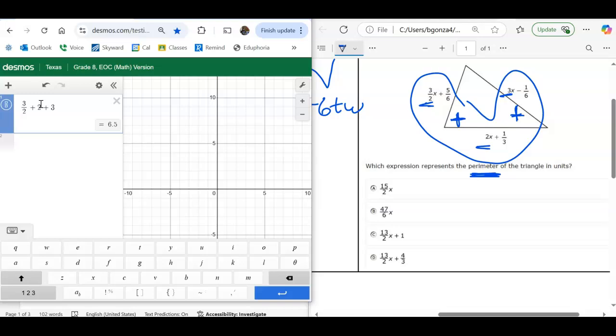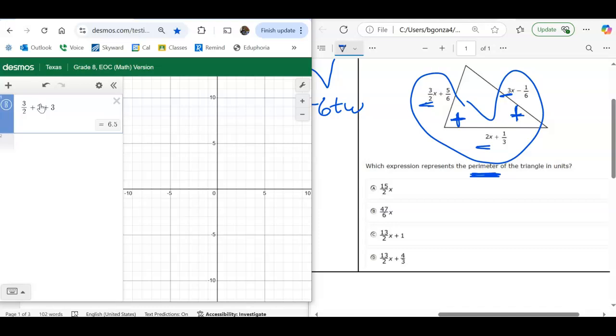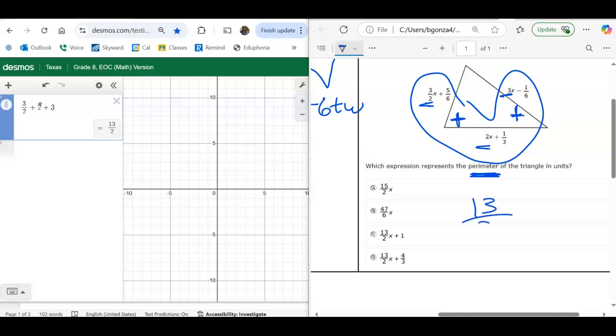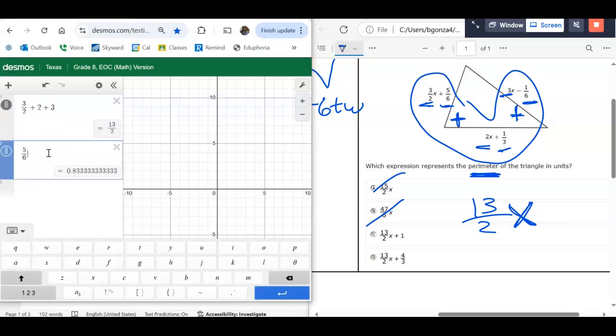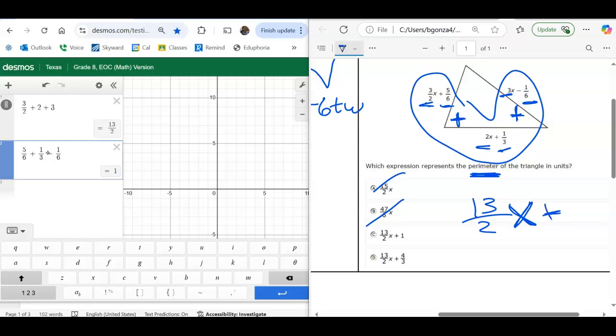Three over 2 plus 2 plus 3 gives me 6.5. Click this fraction circle right here, and I get 13 over 2. My answer is going to be 13 over 2 x, which eliminates A and B. And now I'm going to add up all of these constants: 5 over 6, plus 1 over 3, minus 1 over 6. That gives me 1. Positive 1 means plus 1. My answer has to be C.